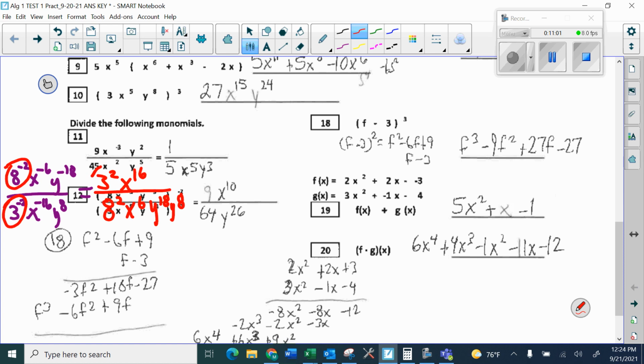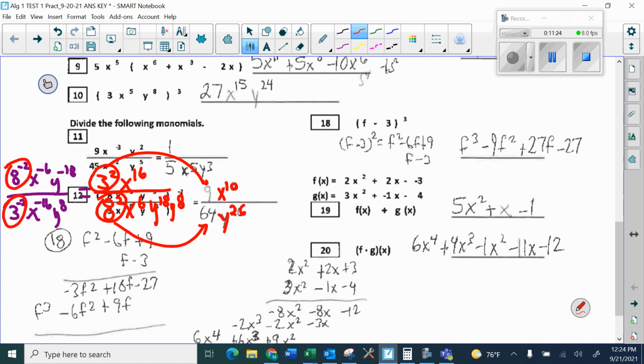What is 3 squared? 9. What's 8 squared? 64. Where do I have more x's? In the numerator. So I put an x there. How many more do I have? 10 more. Where do I have the y's? They're all in the denominator. How many do I have total down there? 26. And there's my answer. Okay?